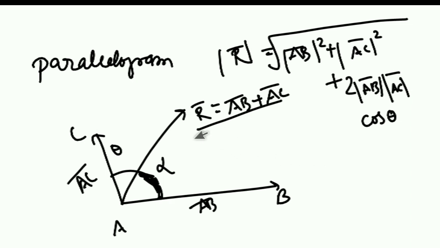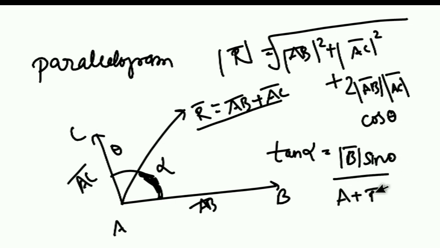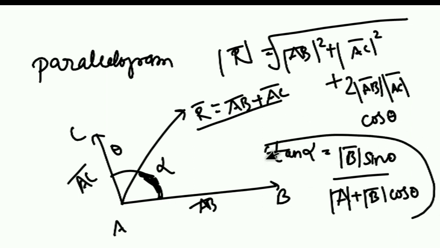And if we want to determine the direction of the resultant vector, we have to find tan alpha. This is equal to the magnitude of B vector times sine theta divided by the magnitude of A vector plus the magnitude of B vector times cos theta. So this is our tan alpha. If we get tan alpha, we can find alpha, that is the angle of the resultant vector from the first vector. In this way we can find both the direction and the magnitude of the resultant vector.